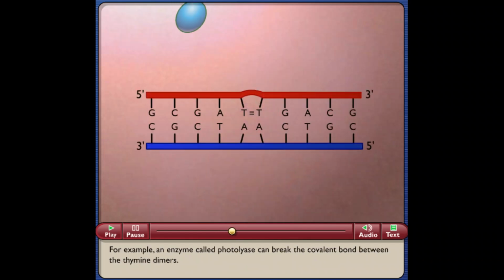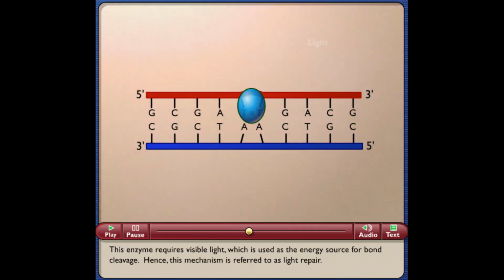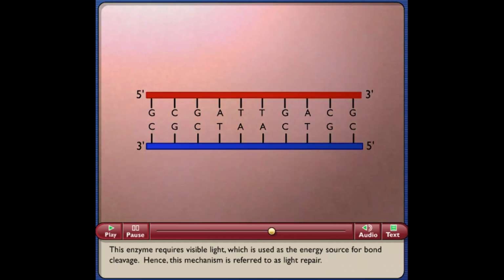For example, an enzyme called photolyase can break the covalent bond between the thymine dimers. This enzyme requires visible light, which is used as the energy source for bond cleavage. Hence, this mechanism is referred to as light repair.